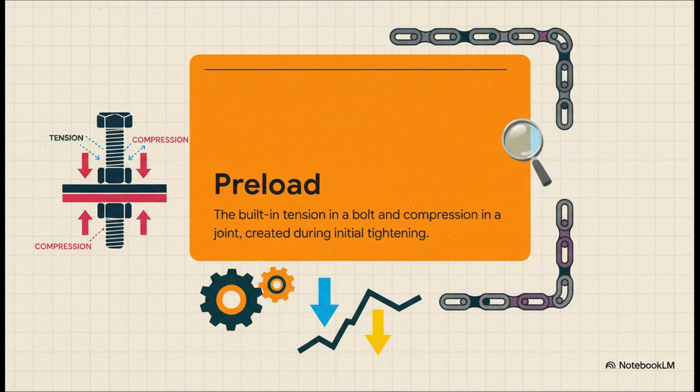See, when you tighten a bolt, you're actually stretching it. You're turning it into a very, very stiff spring. And at the exact same time, you're squeezing the parts of the joint together. Preload is that perfectly balanced state of tension in the bolt and compression in the joint. It's this built-in tug-of-war that's happening before the joint even does any work. And it is the entire secret to its strength.